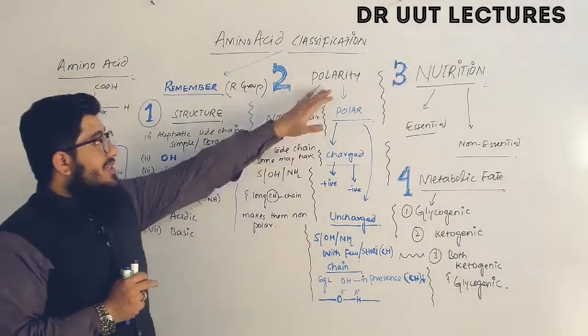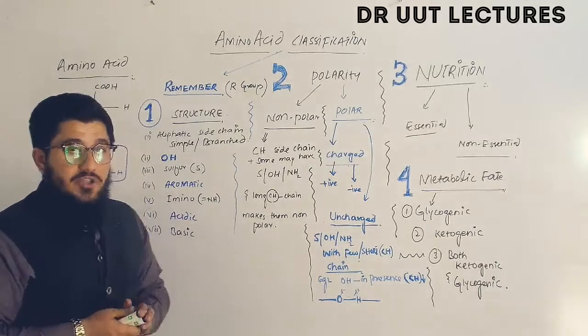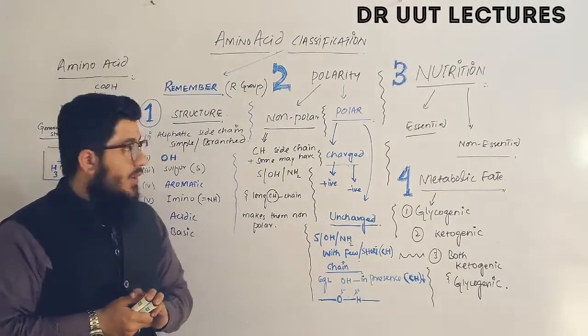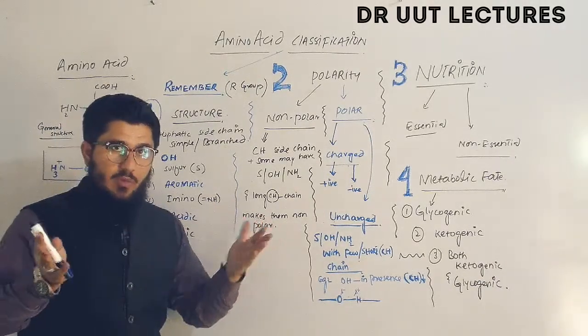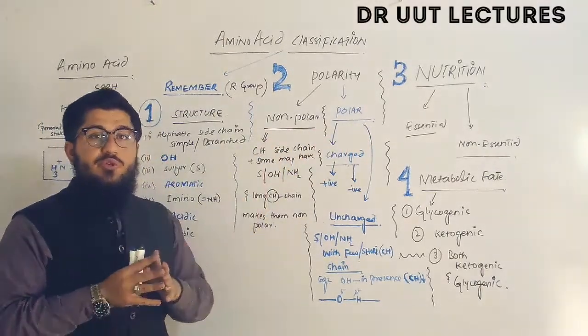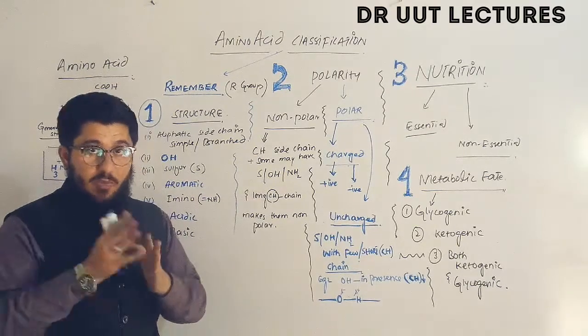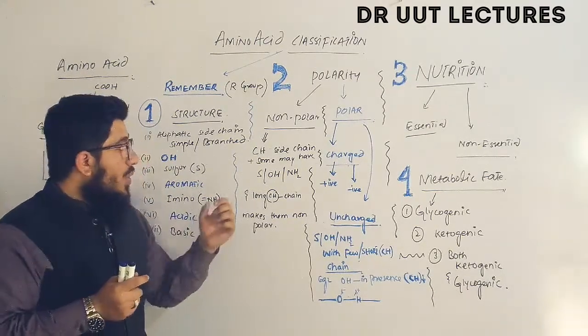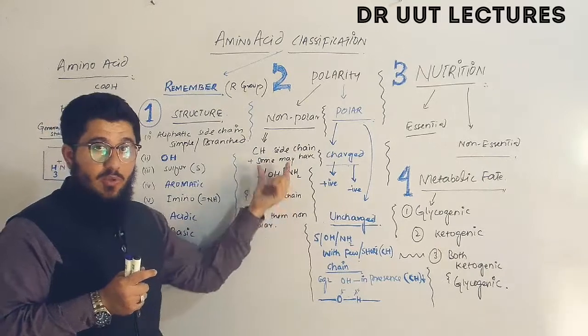Now let's move towards the second classification, that is the classification based on polarity. And you know polarity, positive pole, negative pole. We have non-polar and polar. Non-polar are those in which we don't see any kind of pole, any kind of positive, negative regions. So what is the very reason behind these non-polar amino acids?